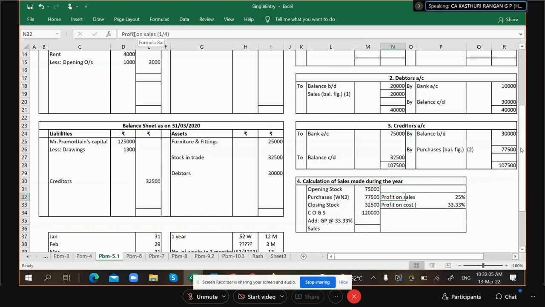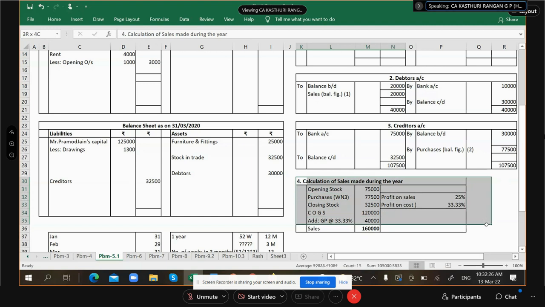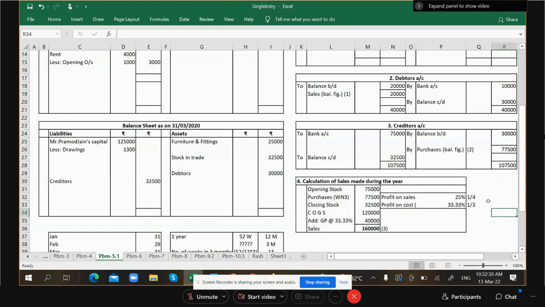Profit on sales is 1 by 4. You can see here 1 by 4. If the profit on sales is 1 by 4, what is profit on cost? 1 by 3. What is 1 by 3? 33.33%. So if the cost is 1,20,000, profit is 1 by 3 of that, which is 40,000. Therefore, total sales will be 1,60,000. That is the total sales.